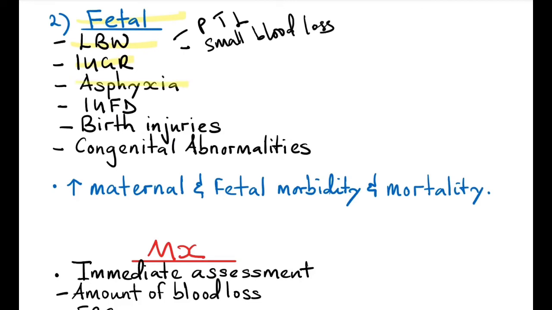And then you can have asphyxia. Asphyxia can be due to early separation of the placenta, compression of the placenta, or compression of the cord. Intrauterine fetal demise can be due to, in cases where there's heavy vaginal bleeding, where there's maternal shock, it can result in intrauterine fetal death. You can have birth injury. This is due to increased operative interference. And then congenital abnormalities. Congenital abnormalities are 3 times more common in placenta previa, especially neural tube defects.